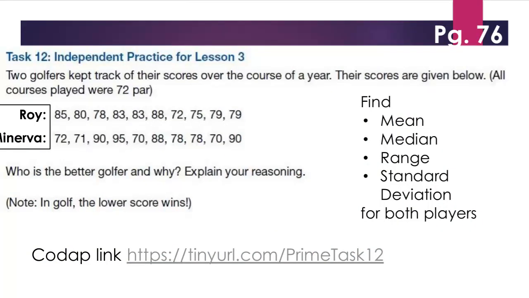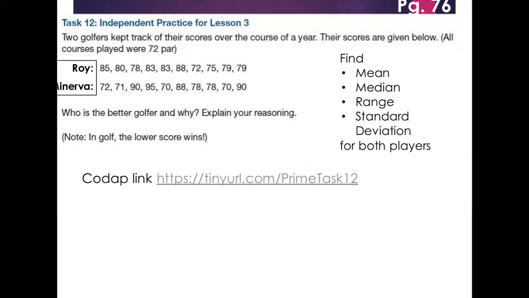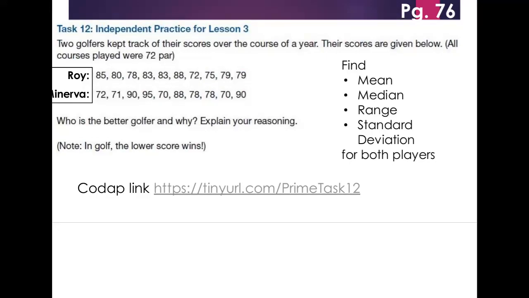All right, so next, take out your computers. No, we are not done. This is where we get to work on CODAP a little bit. We're going to the computers. Keep your books open. Go to task 12 because task 12 is the golf scores of 2 golfers. Okay? And on your computers, listen please.